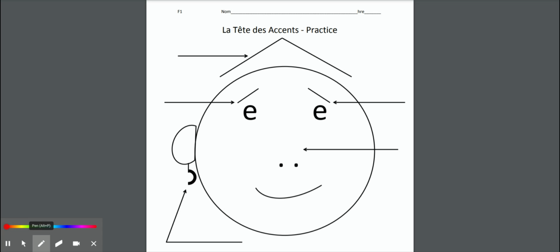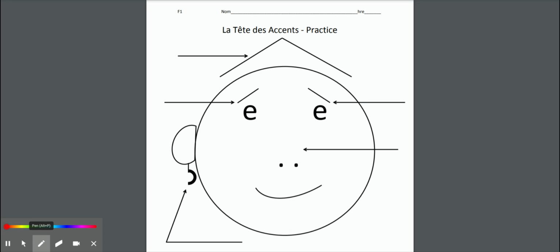So up here I have a little accent head, and so I have la tête des accents. So this is the accent head. And this just helps me to show you exactly what those accents are and what they look like. So we're going to fill this out together, and then I'm going to post a blank copy in Google Classroom later in the week, so that way you can practice and fill it out for extra practice. So let's go ahead and get started.